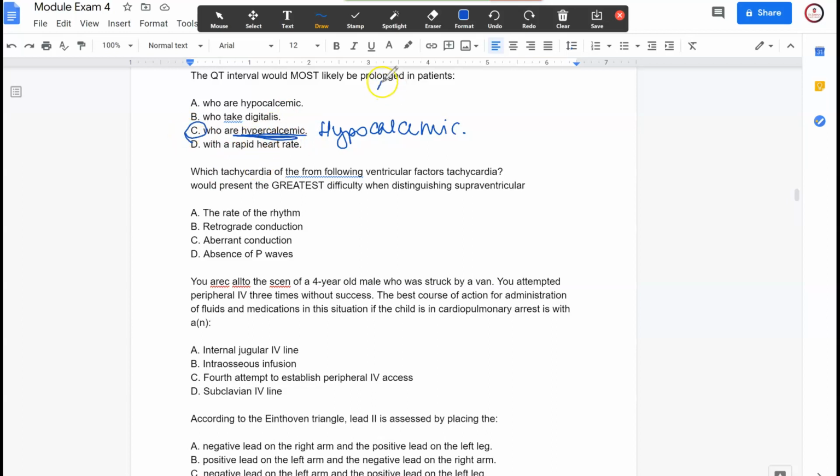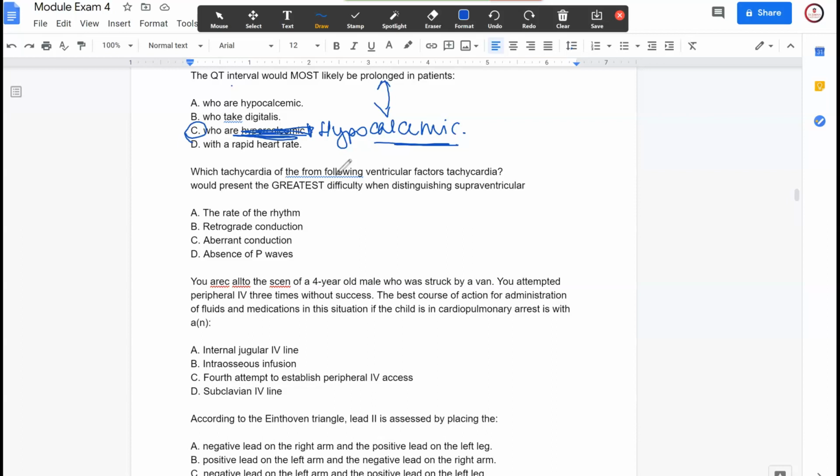So we talked about this before, right? QT interval is directly related to calcium in the blood. Low calcium, prolonged QT interval. This was a boo. All right. That would have been a throwaway, yeah. You're welcome.